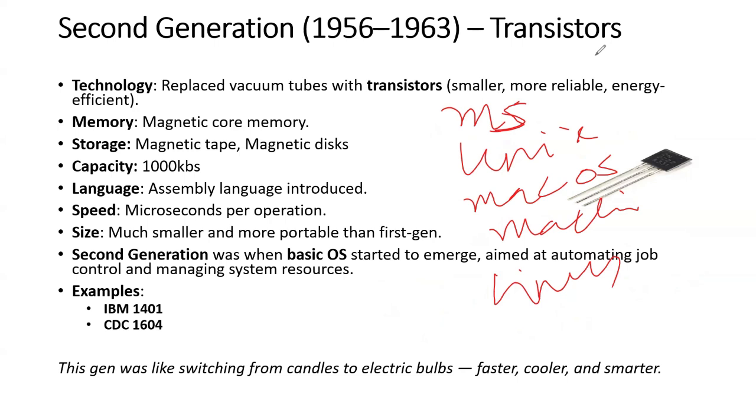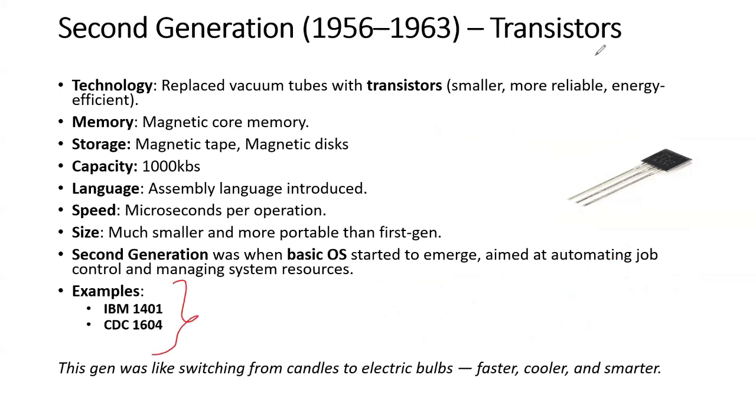Examples of the second generation computers are the IBM 1401 and the CDC 1604. All these are examples of second generation computers, and these computers are kept in the museum. In computer museums, the first, second, and third generation computers have been kept for display for users to see how computers were in the beginning days.